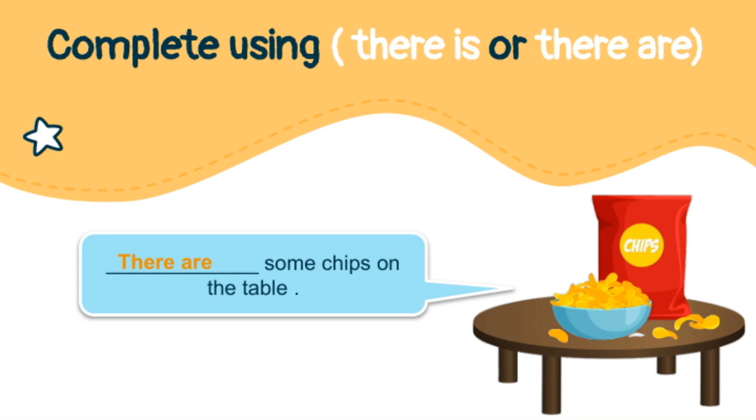Remember, the choice between there is and there are depends on whether we're referring to singular or plural objects. In this case, chips are plural, so there are is the right fit. This concept is fundamental because it connects to how we describe quantities and objects accurately in English.